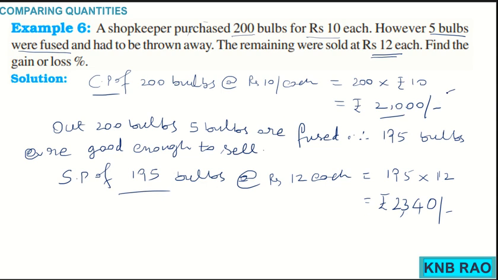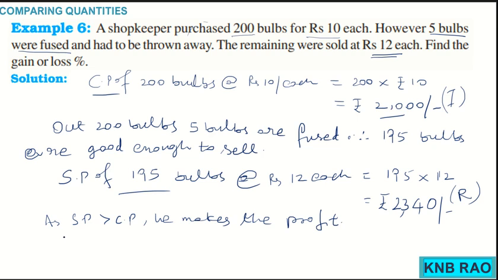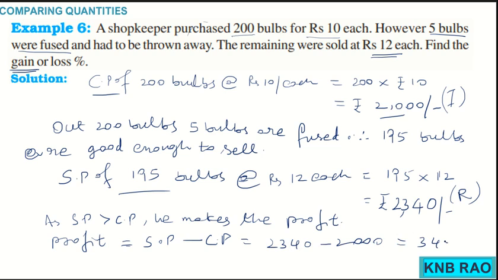Now you see, here is the investment and here are the returns. Is investment more than returns or returns more than investment? Obviously returns are more than investment. That means he is making a profit. As SP is more than CP, he makes the profit. So, what is that profit he is making? Profit is also called gain. Profit is the difference between sale price or selling price and cost price, that is 2340 minus 2000, which gives 340 rupees.